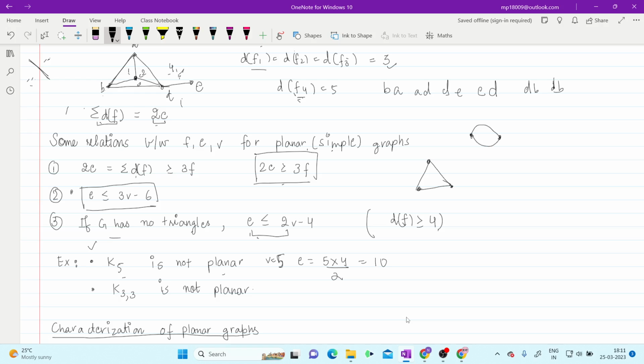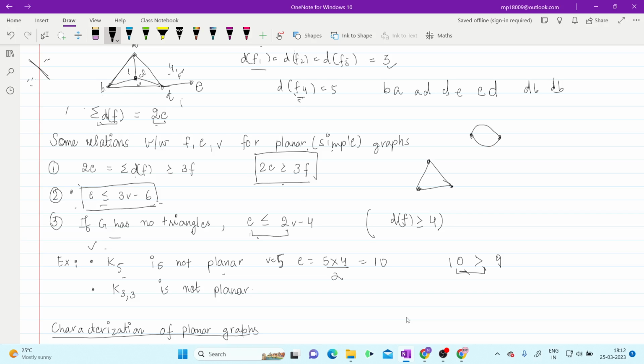So if we look at this inequality, we have 3 times 5 minus 6, which is 15 minus 6, 9. So 10 is greater than 9, so this is not satisfied. But we have that for a planar graph, this should be satisfied. So since we have this, we can conclude that K5 is not planar.